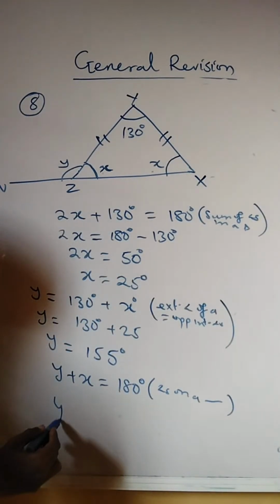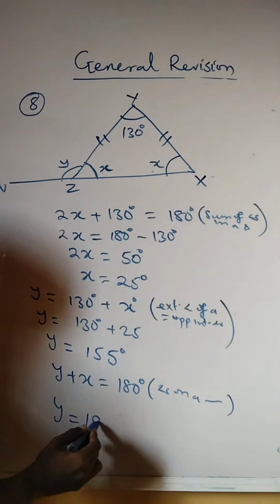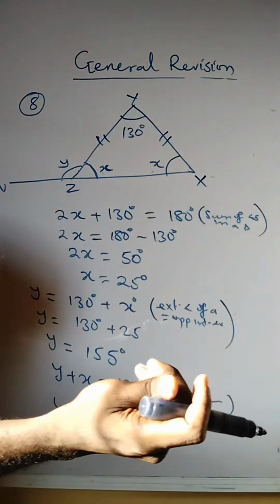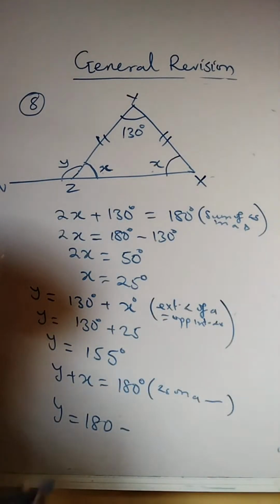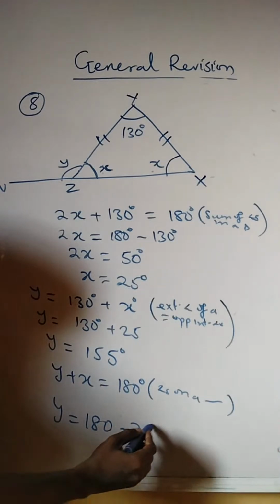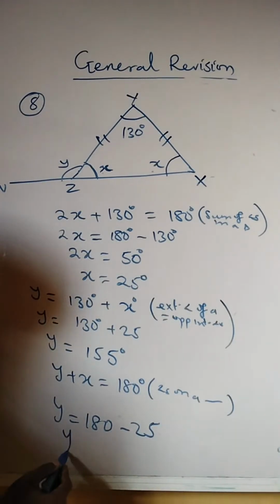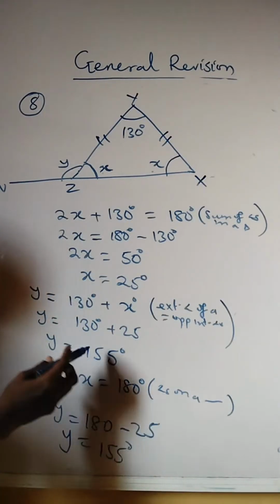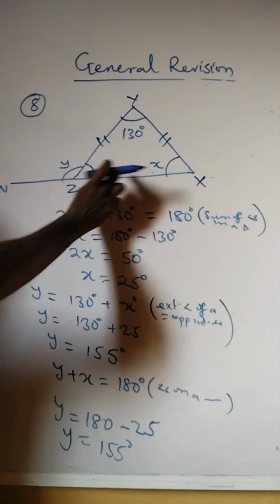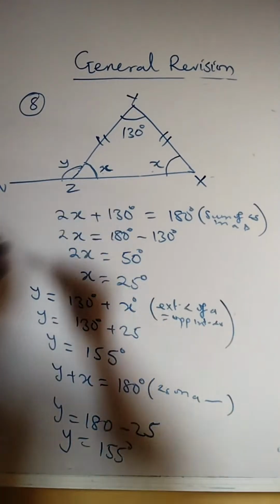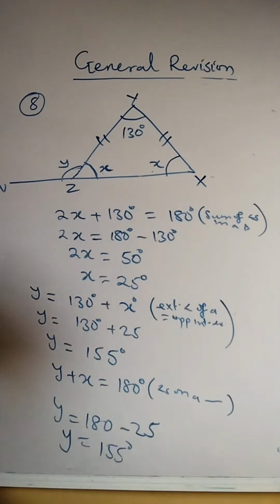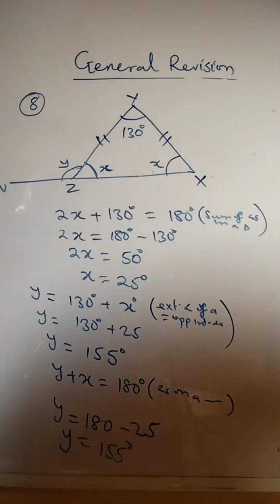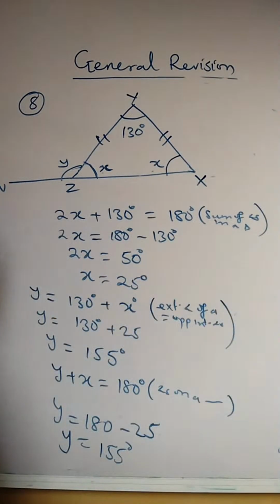And therefore, y will now be equal to 180 degrees minus x, and x is 25. So 180 minus 25, we have y equals 155 degrees. Once we get these angles, we can get the exterior angle in either of the ways. So that is that for this particular question.